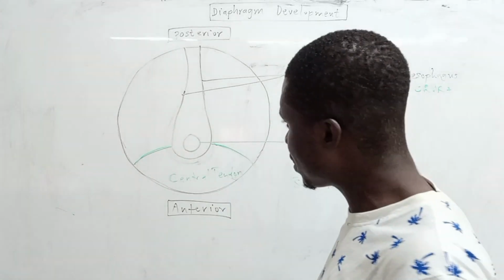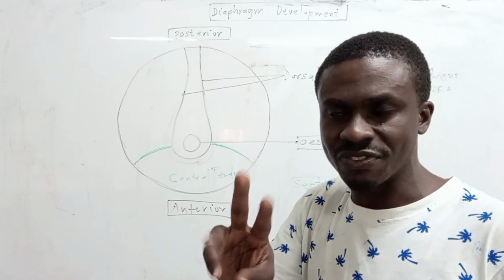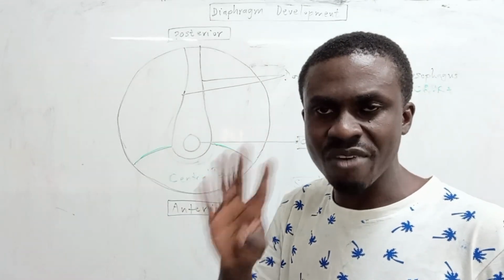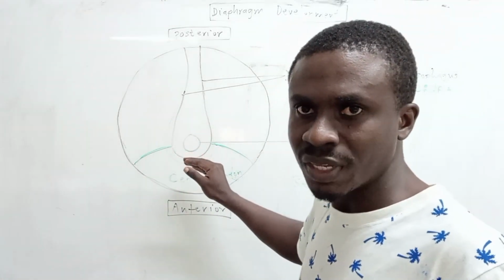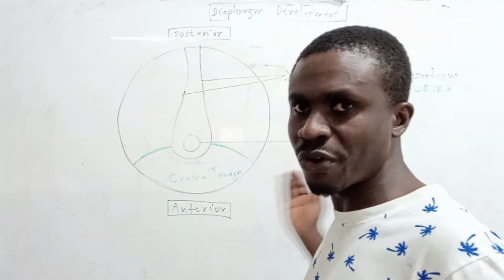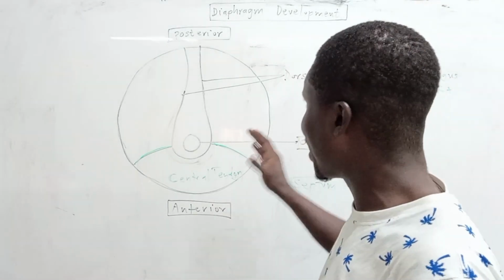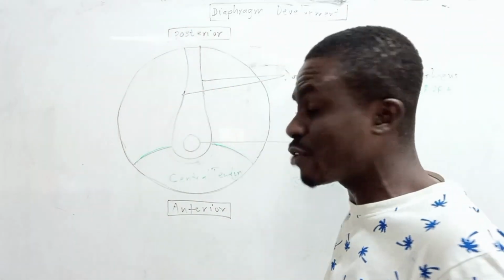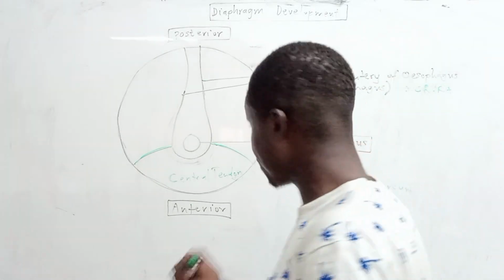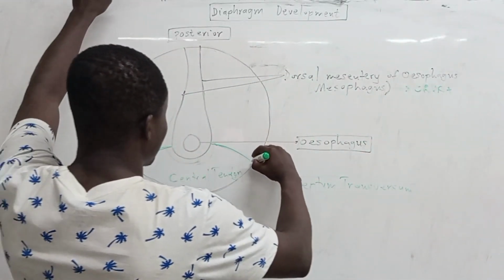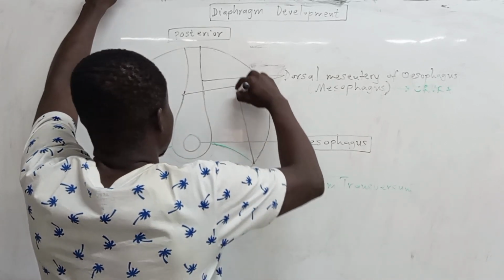Now, apart from this, we see two derivatives. I said the diaphragm derives from four structures. We have already seen two of them. One is the central tendon of the diaphragm, formed from the septum transversum. The other is the dorsal mesentery of the esophagus, giving rise to the left and right crura of the diaphragm. Then apart from that, we also have some kind of muscles. I'm supposed to get some muscle component.